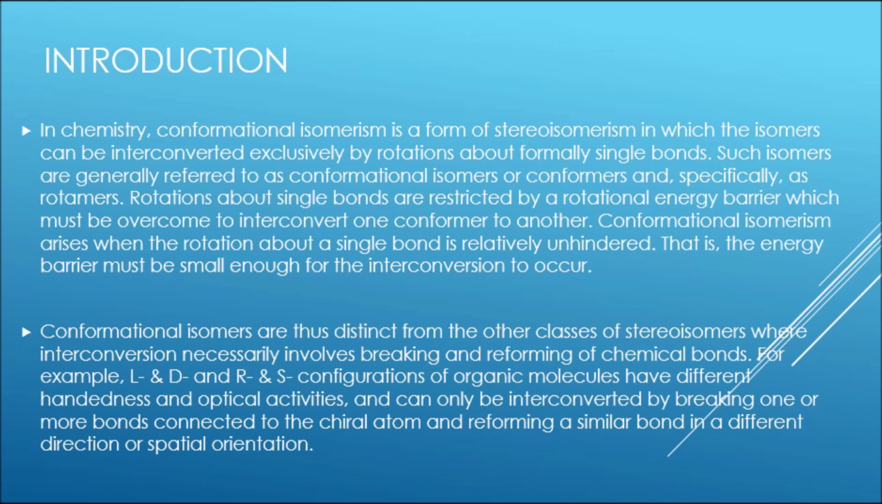For example, L and D and R and S configurations of organic molecules have different handedness and optical activities, and can only be interconverted by breaking one or more bonds connected to the chiral atom and reforming a similar bond in a different direction or spatial orientation.